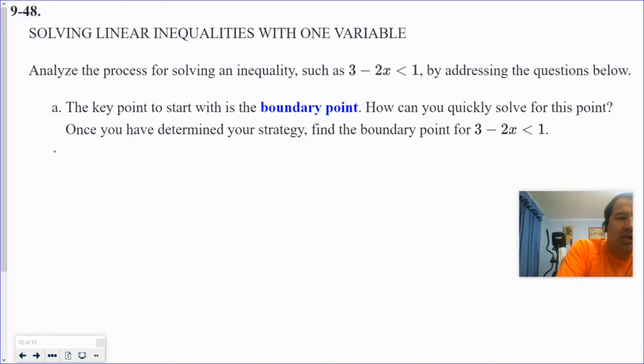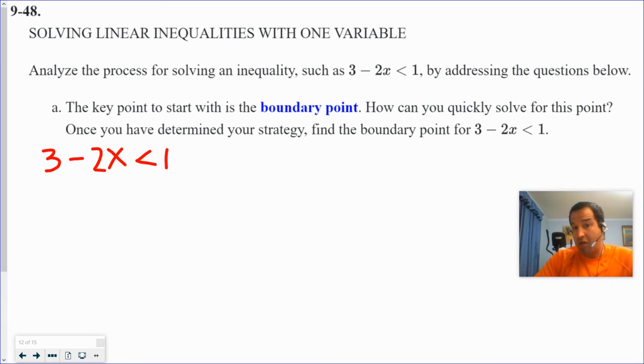So 3 minus 2x is less than 1. Okay? Find the boundary point. So what I want you to do is pause and actually find the boundary point and see what you find. And then when you're done, unpause it and we'll check it. Did you actually pause it? Did you actually solve it? Is your answer true?